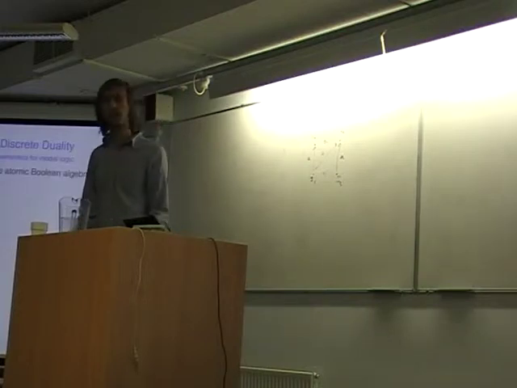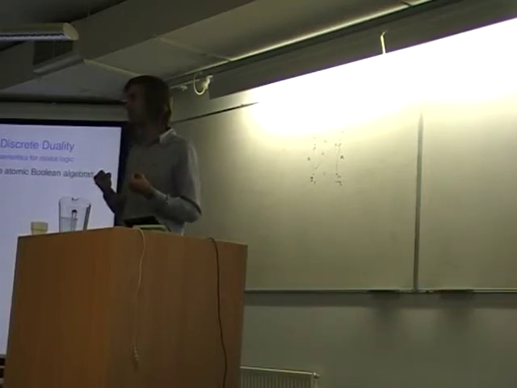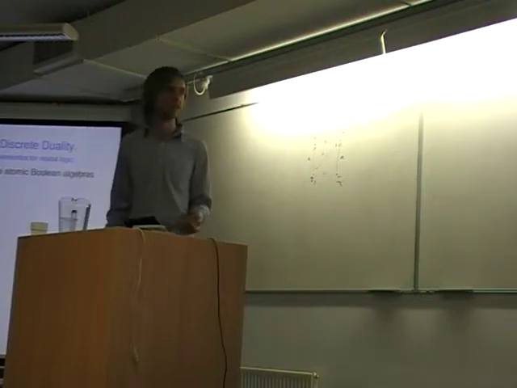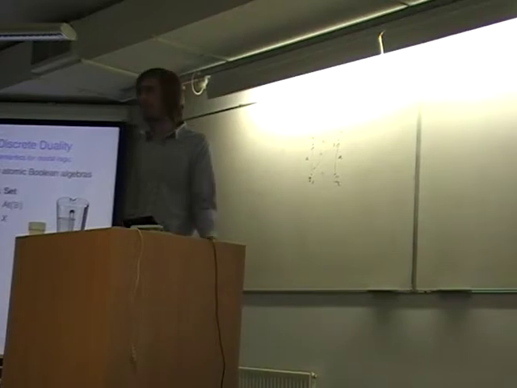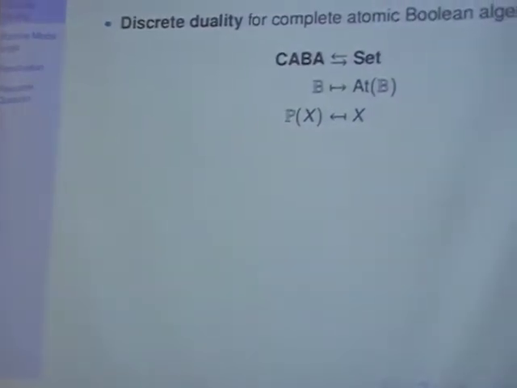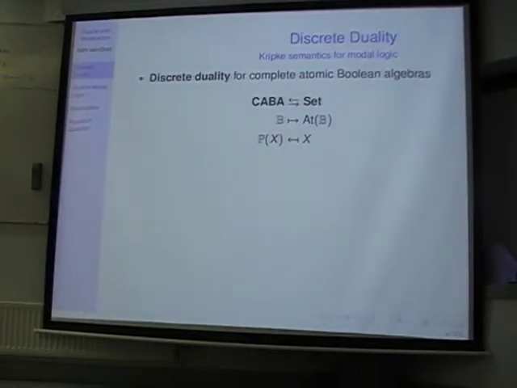So discrete duality, to start with a hopefully fairly familiar case: discrete duality, categorical duality, dual equivalence of categories, gives you, for example, Kripke semantics for classical modal logic. And how does it work? Just a brief summary. Complete atomic Boolean algebras, with homomorphisms, form a category which is dually equivalent to the category of sets. So I use those arrows to denote the dual equivalence. From a Boolean algebra, which is complete and atomic, you can use its atoms to describe it. And then taking the power set algebra of that will give you that very complete atomic Boolean algebra back.